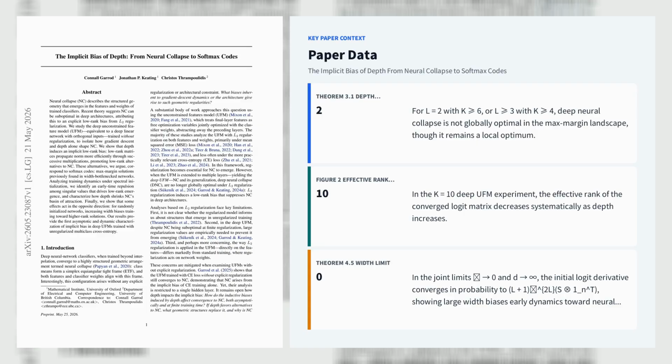2023. The mechanism is spectral. Low-rank matrices propagate norm more efficiently through repeated products, so they achieve larger logits and smaller loss than the simplex ETF geometry associated with neural collapse.